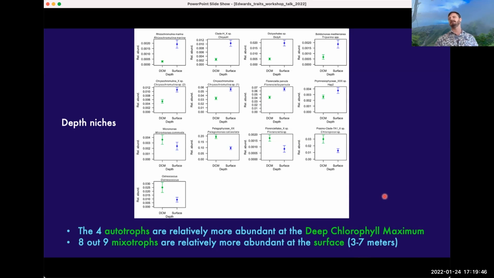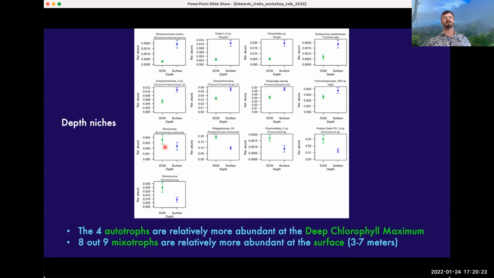Okay, so first let's look at what's going on with the depth. At these stations where they size-fractionated sampled the community and did metabarcoding, they had samples from what they called surface, which was like 3 to 7 meters, and samples from the deep chlorophyll maximum. If we compare the relative abundance of reads from our different OTUs at surface versus DCM, there's this very consistent pattern where the autotrophs are always relatively more abundant at the DCM.